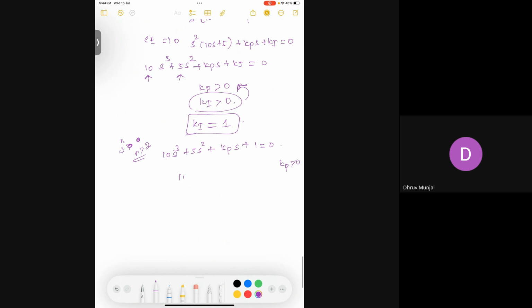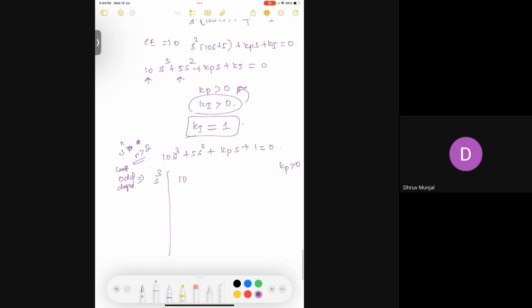For this, we use the Routh-Hurwitz condition. It can be written such that the first row is the coefficients of odd degrees, that is s power 3 and s power 1. The coefficient of s1 is 1. And the next row will be the coefficients of even degrees, that is s square and s power 0. The s square coefficient is 5, the s power 0 coefficient is 1.